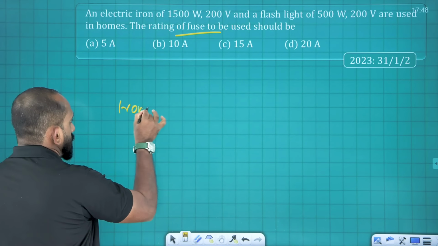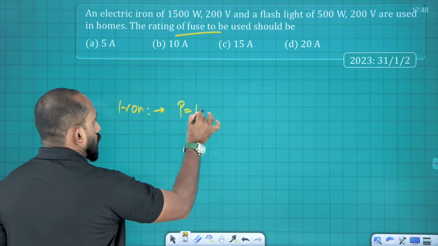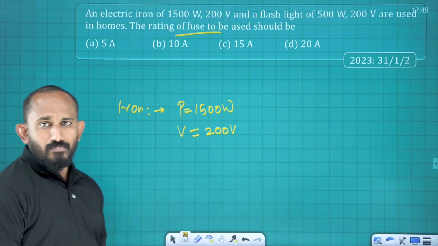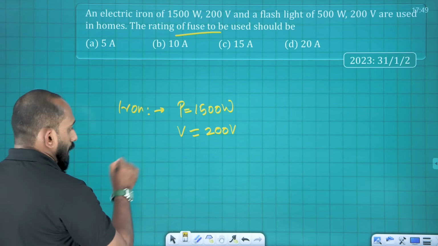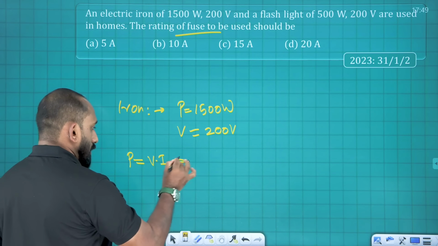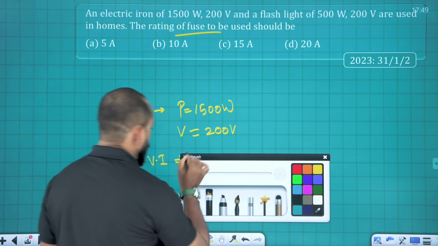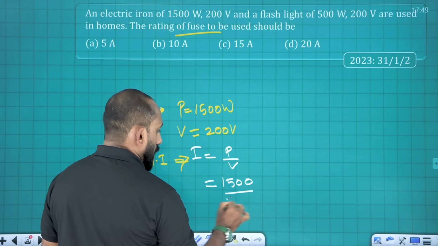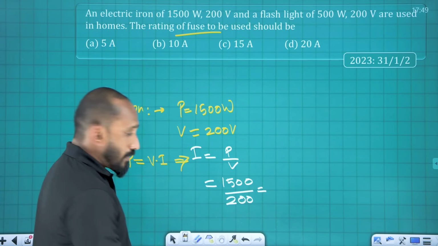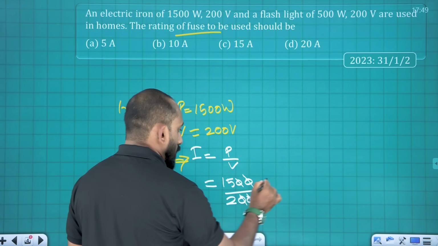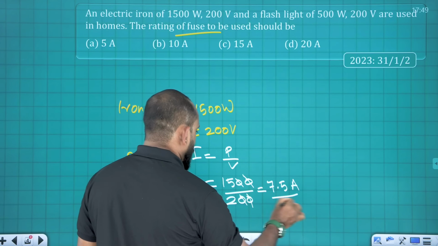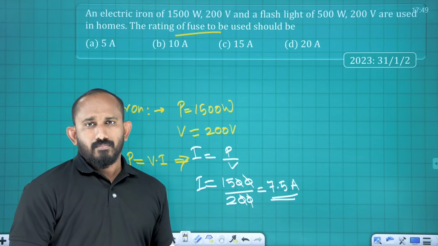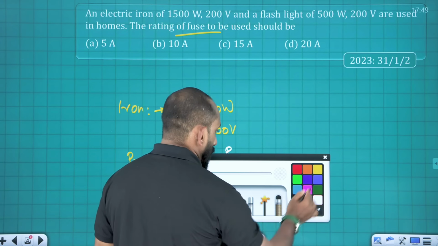First, the electric iron. For the electric iron, power is equal to 1500 watts and voltage is 200 volts. Then P is equal to V into I gives I is equal to P by V, that is 1500 divided by 200. If you divide, the zeros cancel. 15 by 2 is 7.5 ampere. So the current through the electric iron is 7.5 ampere. That is the required current.